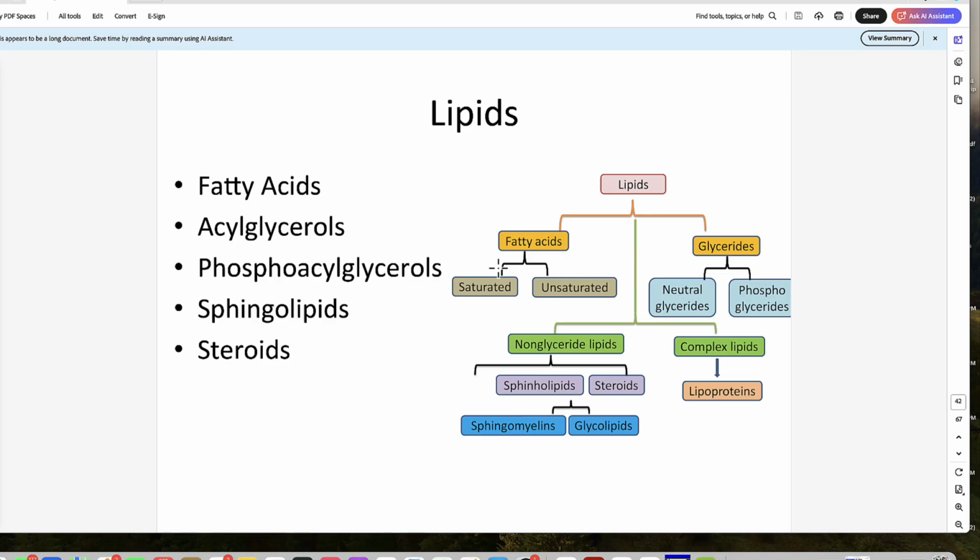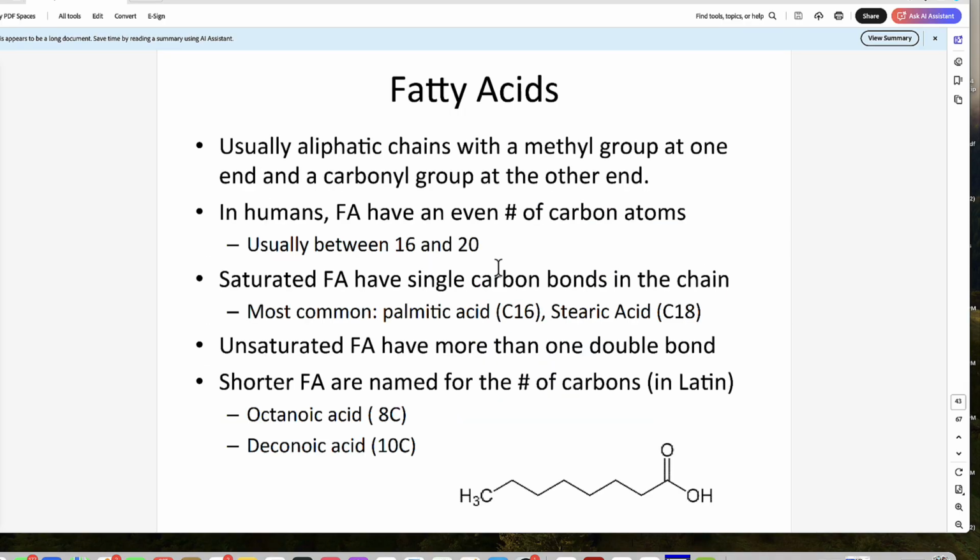Here, when you have lipids, there are different types of lipids. Lipid is a general term, but you could have fatty acids, acylglycerols, phosphoacylglycerols, sphingolipids, and steroids, and they all have different roles. How they are named is based off, again, their structure. Fatty acids are usually aliphatic and linear, with a methyl group at one end and a carbonyl group on the other. In humans, fatty acids have an even number of carbon atoms, and they're usually between 16 and 20 carbons.